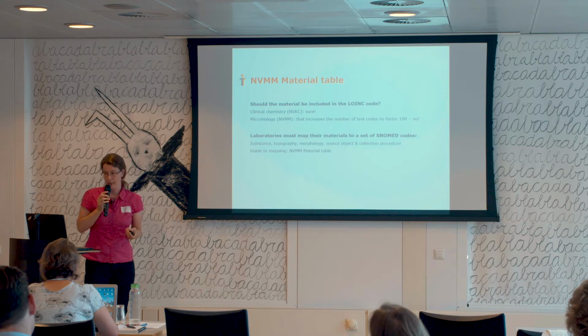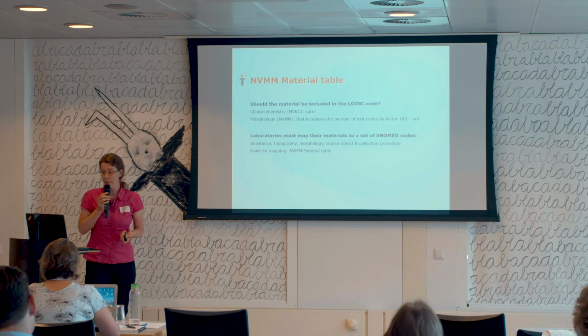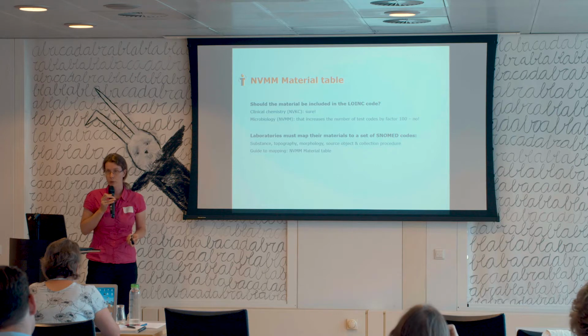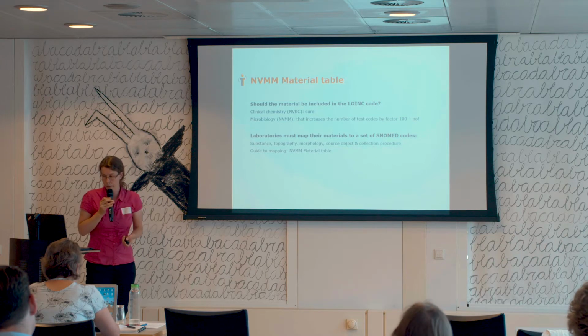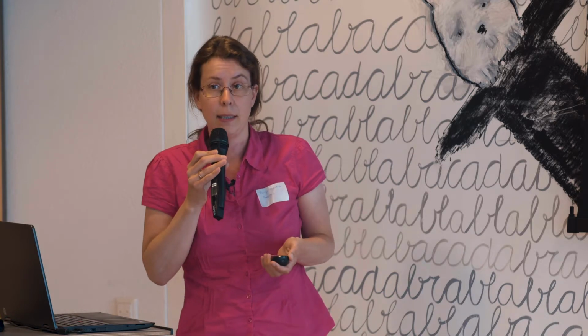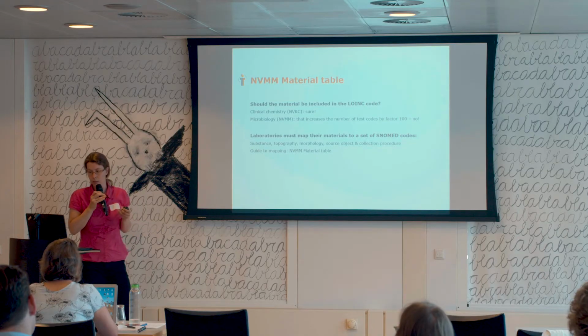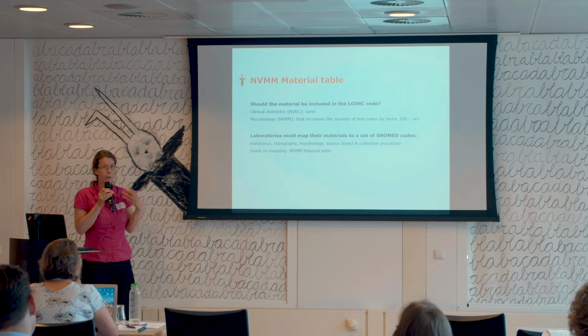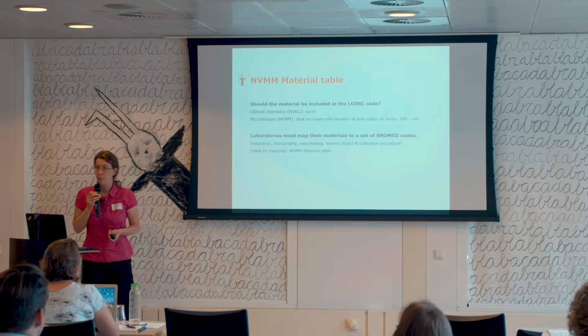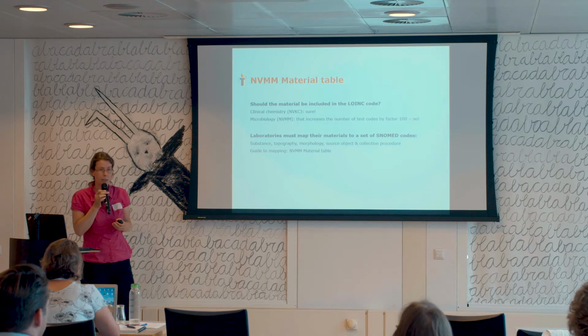It does complicate matters a bit for laboratories. They need to map their materials as well to a set of codes, taking various things into account. The basic substance: is it urine, is it blood, is it serum, is it hair, whatever. The topography: where did it come from? Is it the arm, the leg, the bladder, etc. The morphology, if it's a wound or an abscess or a fistula, possibly a source object if it came from a catheter tip, and the collection procedure.